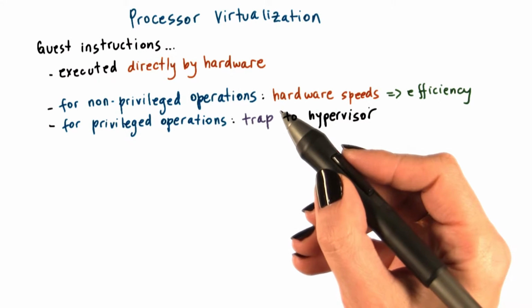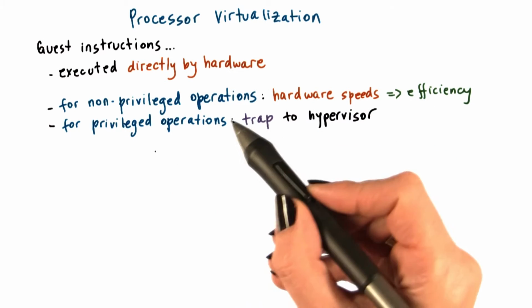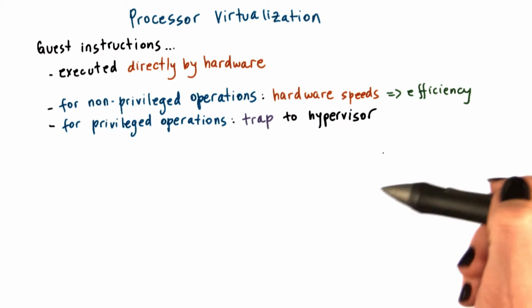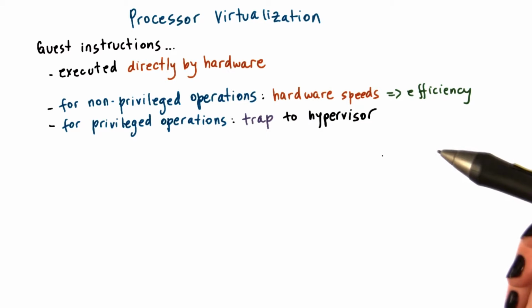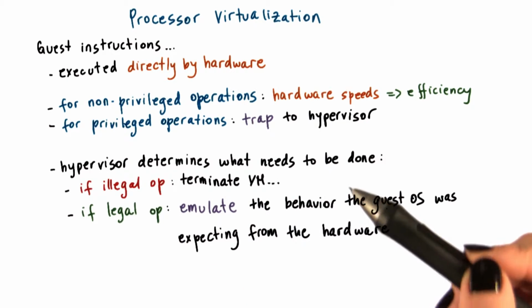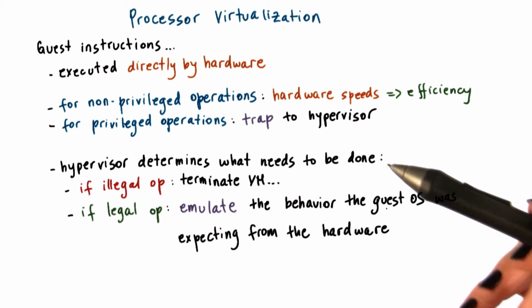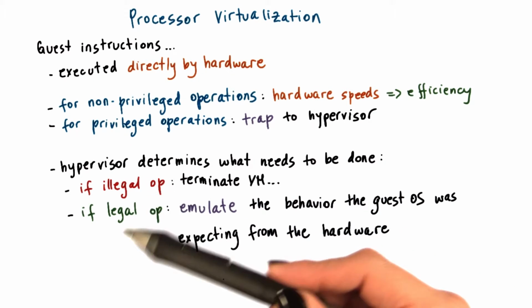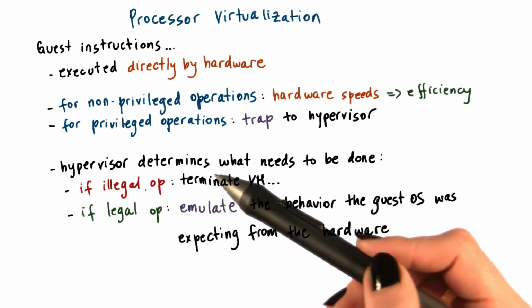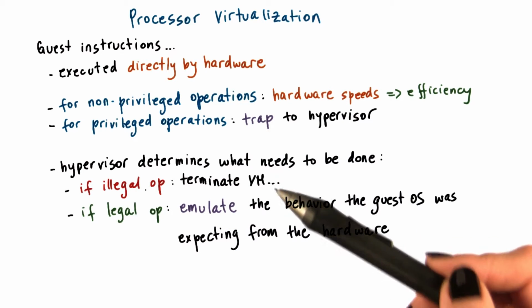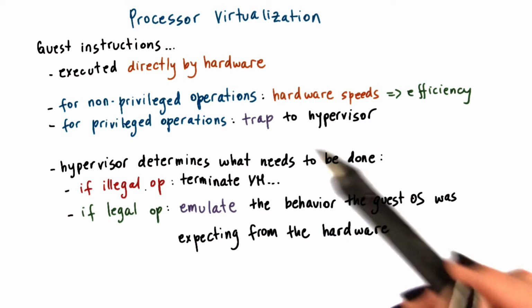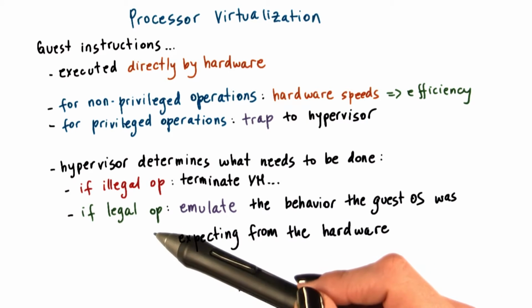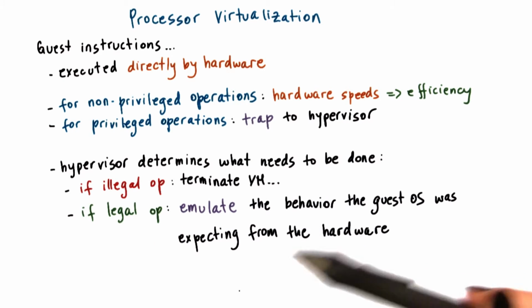Whenever a privileged instruction gets accessed, then the processor causes a trap, and control is automatically switched to the most privileged level, so to the hypervisor. At this point, the hypervisor can determine whether the operation is to be allowed or not. If the operation is an illegal operation and it shouldn't be allowed, then the hypervisor can perform some action like to terminate the VM.